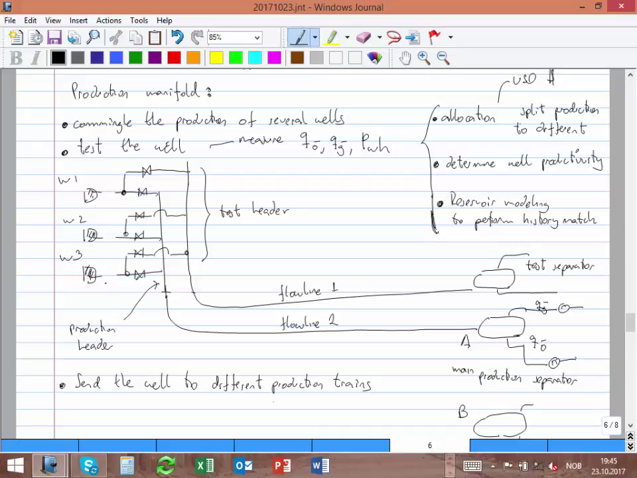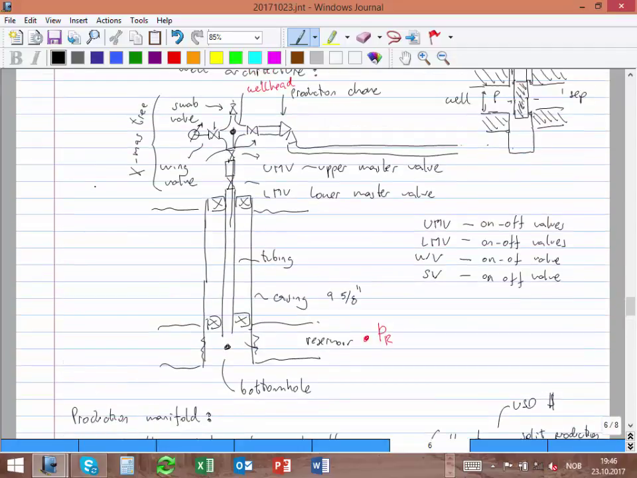So we are going to put it here, and the universal indication for a check valve is this one. So we have to have the check valve go in this drawing after the choke. That's a check valve.